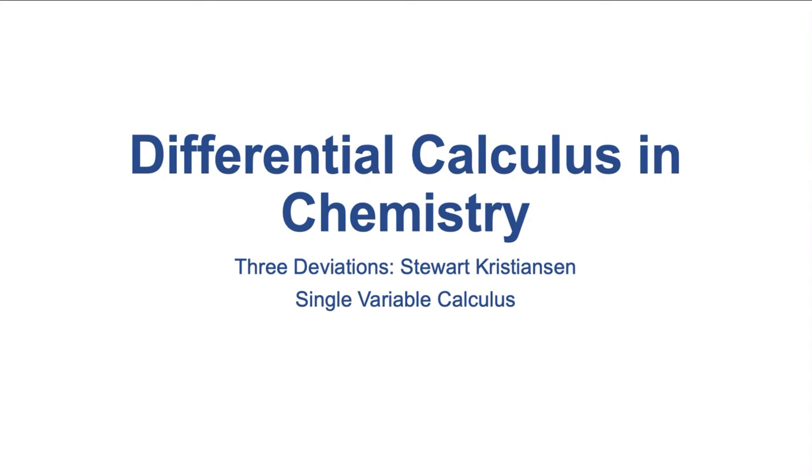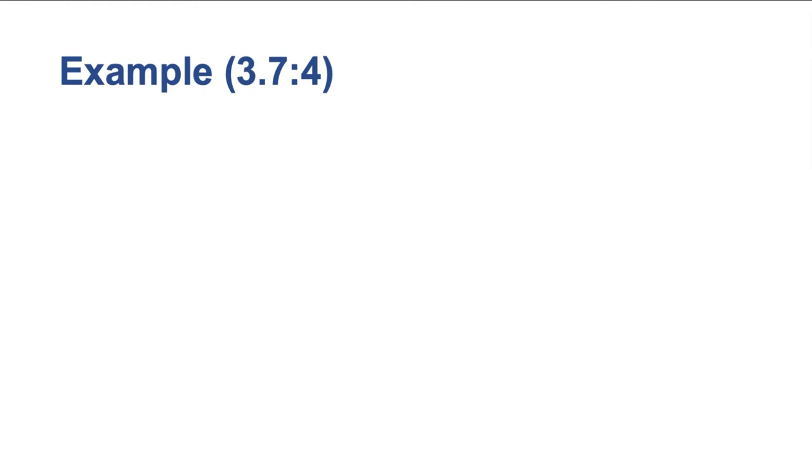And as always, I recommend that you go and watch my previous videos on differentiation if you haven't already, just because we will be using those topics extensively in this video. So we're going to start with an example out of James Stewart's Early Transcendentals calculus book. This is from section 3.7, example 4.